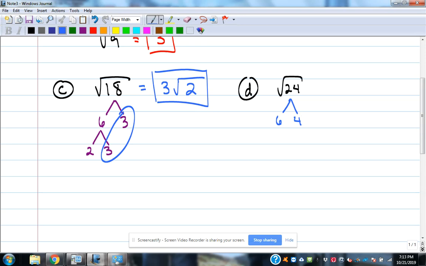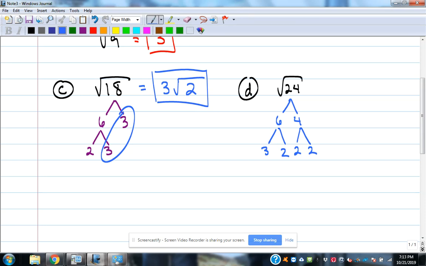Are either of those prime? No, 6 I know isn't. We just did that problem. So that'd be 3 and 2. What do we know about 4? It's 2 times 2. Now, everybody at the end of the branch is a prime number. We're only looking at the ends of the branches. This 6 and the 4, they're not part of the problem anymore. The 24 is not the problem anymore.